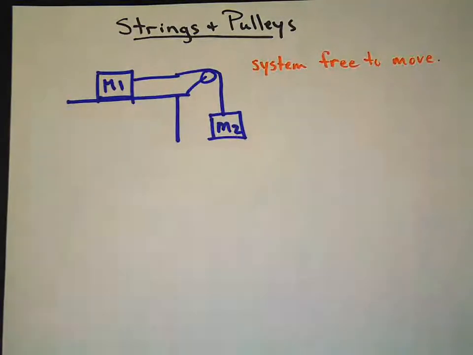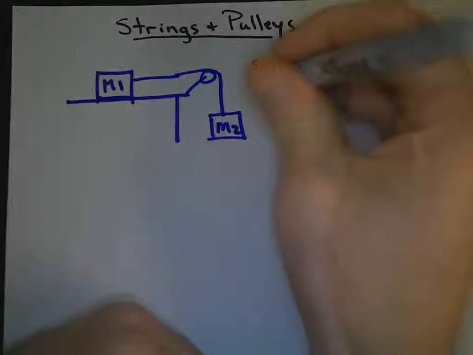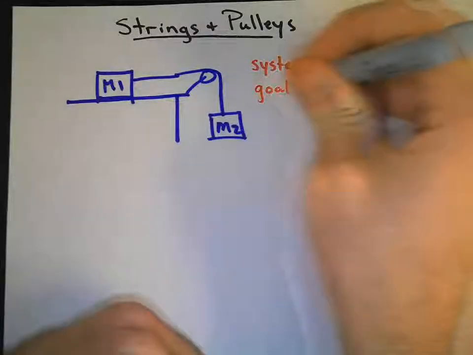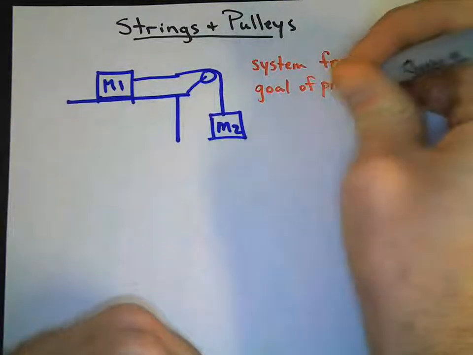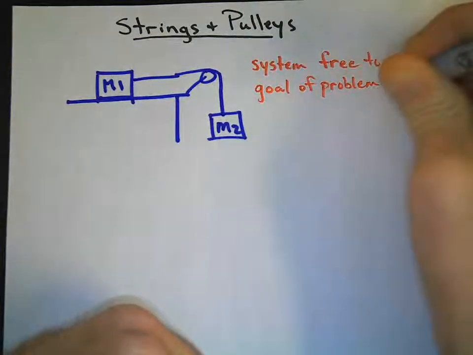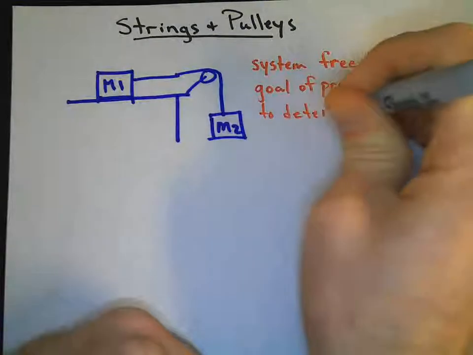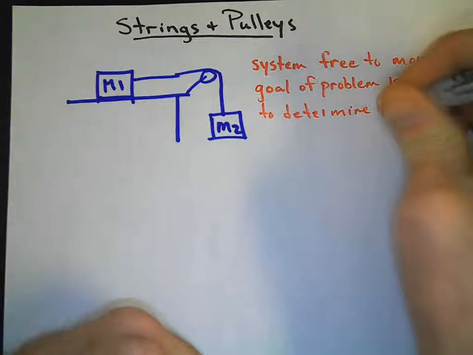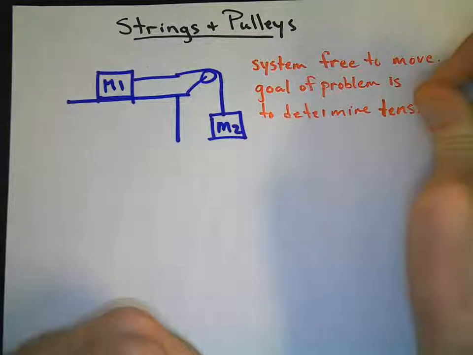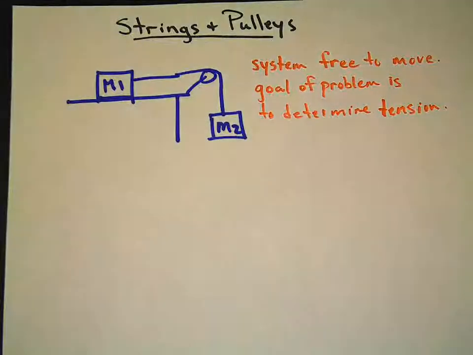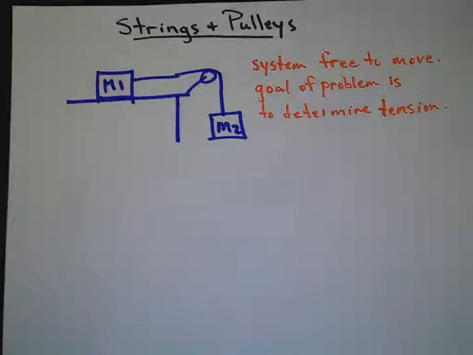Basically, however, that it would like. The goal of the problem usually is to determine the tension in the string. And this will usually help us problem solve any type of string and pulley question. And when we do this, there are some assumptions that you can make to complete questions.